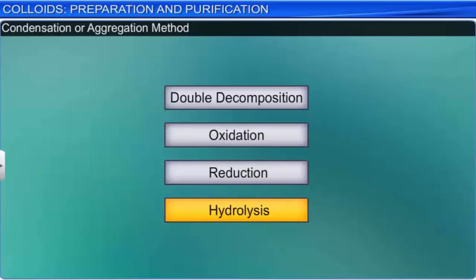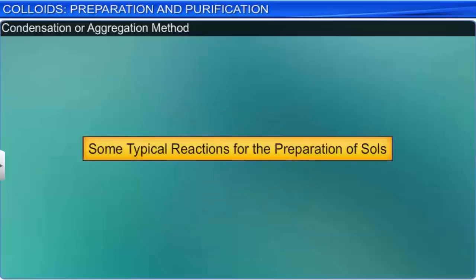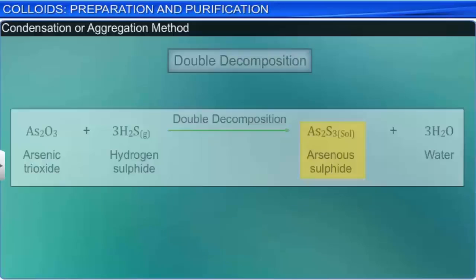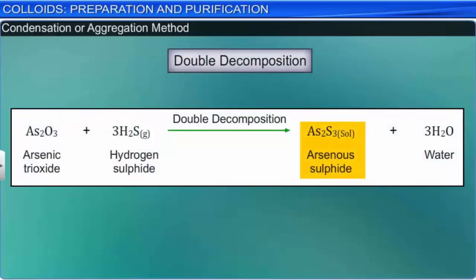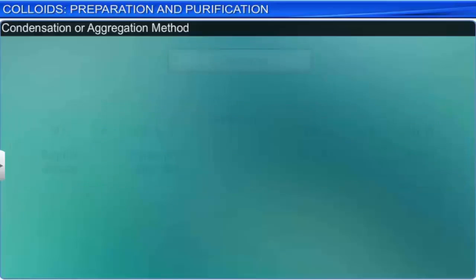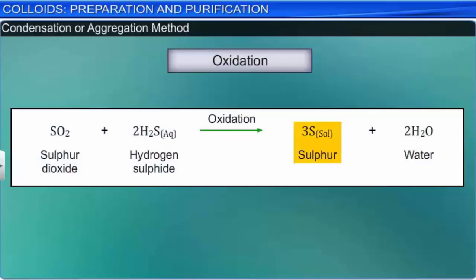Let us now discuss some typical reactions for the preparation of sols. Arsenous sulfide sol can be prepared by a double decomposition reaction. Hydrogen sulfide gas is passed through a dilute aqueous solution of arsenous oxide to yield arsenous sulfide sol. A colloidal solution of sulfur can be prepared by oxidizing an aqueous solution of hydrogen sulfide with an oxidizing agent like sulfur dioxide.